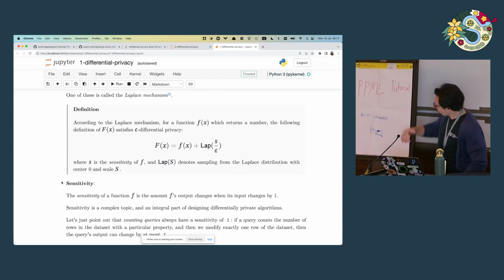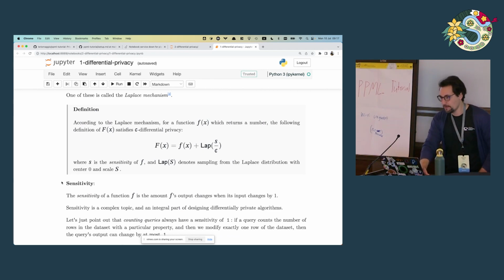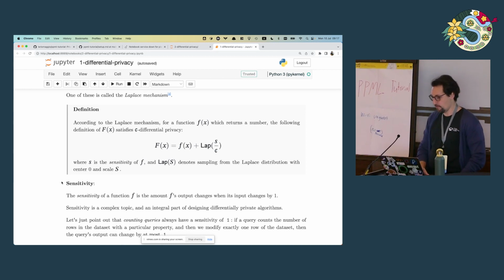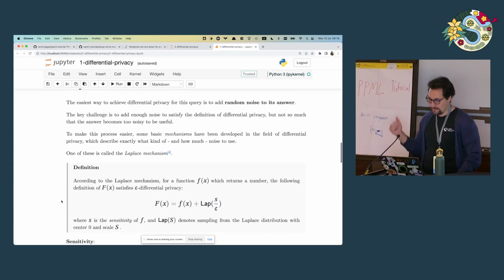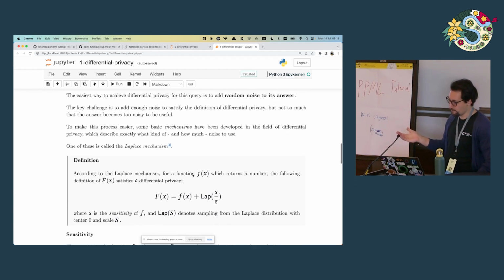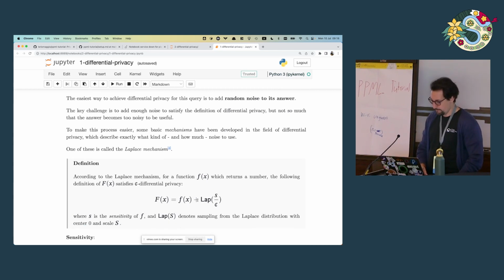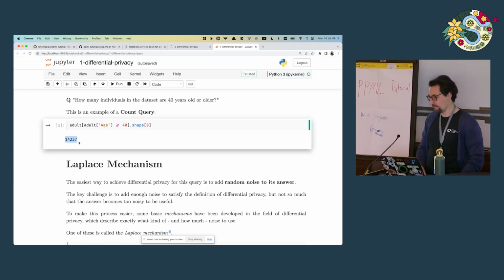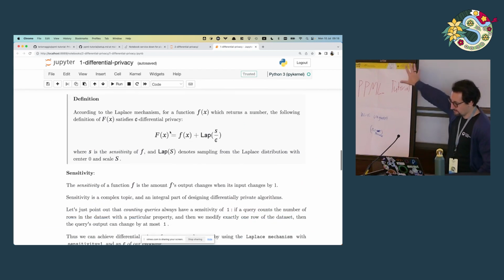And to this value, we're going to add some additional random noise using the Laplacian mechanism. This Laplacian mechanism is based on two parameters. One is the well-known privacy budget we were talking about before. And there is another parameter now, which is S, the sensitivity of the f function. Lap of S denotes sampling using the Laplacian distribution centered at 0, and S, by the way, is the ratio between sensitivity and the privacy budget. This is the Laplacian mechanism.